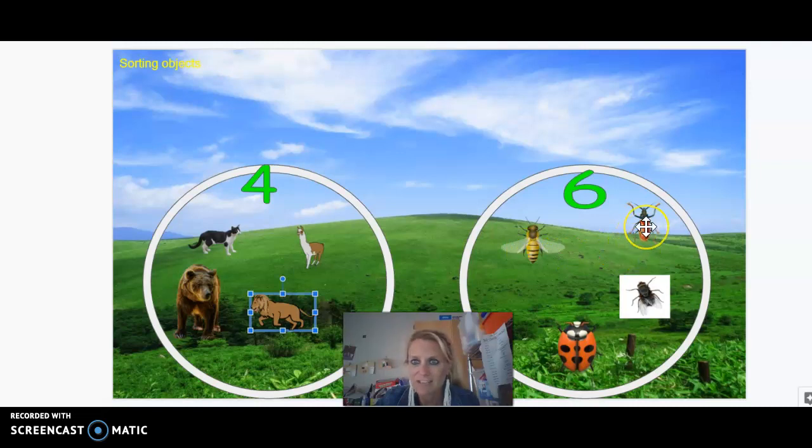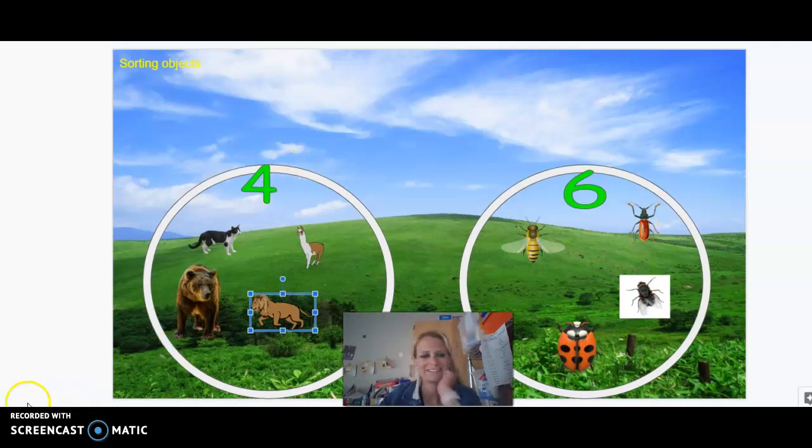All right. So today we sorted objects by 4 and by 6. I decided to count legs just to look at something different. Remember, we can sort by the color of them. We can sort by the shape of them, how they're similar, how they're different. And we can sort by their sizes, if they're big or little. And today, Miss Cochran did it in a different way.